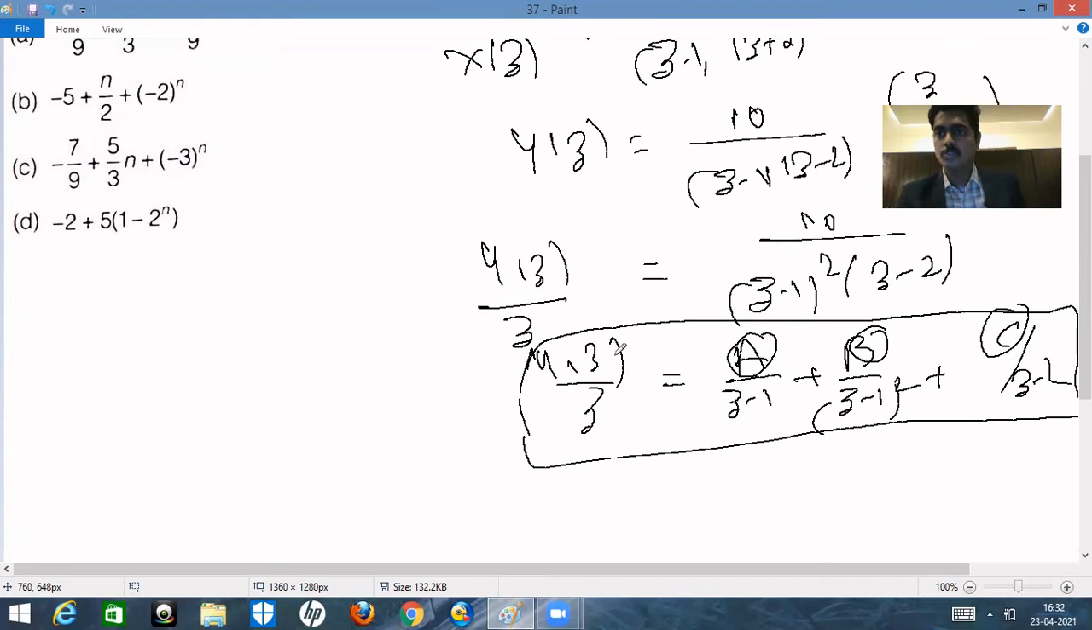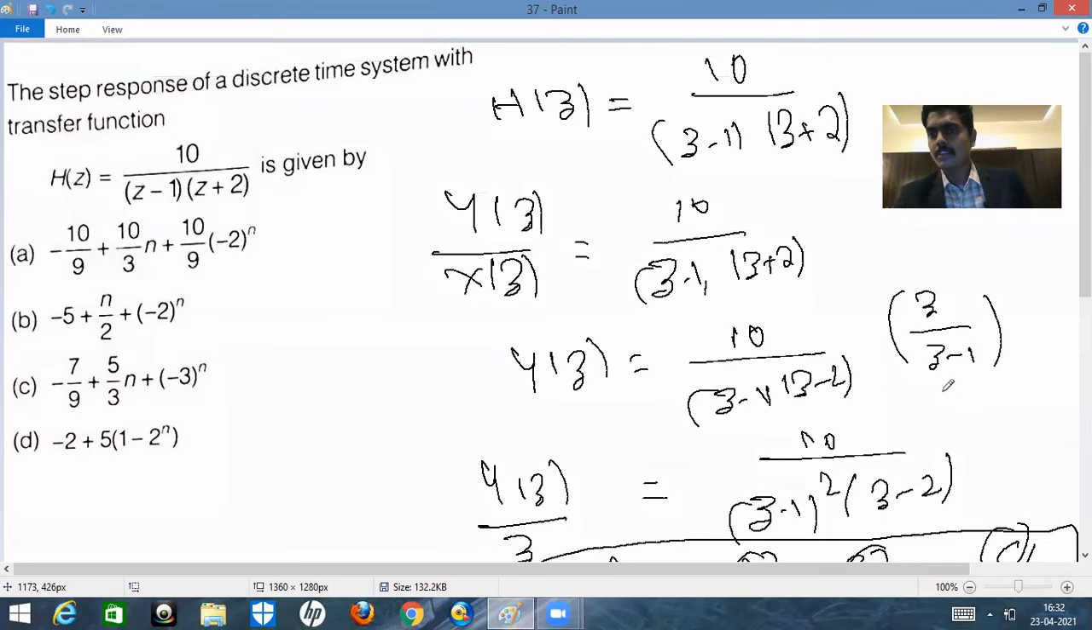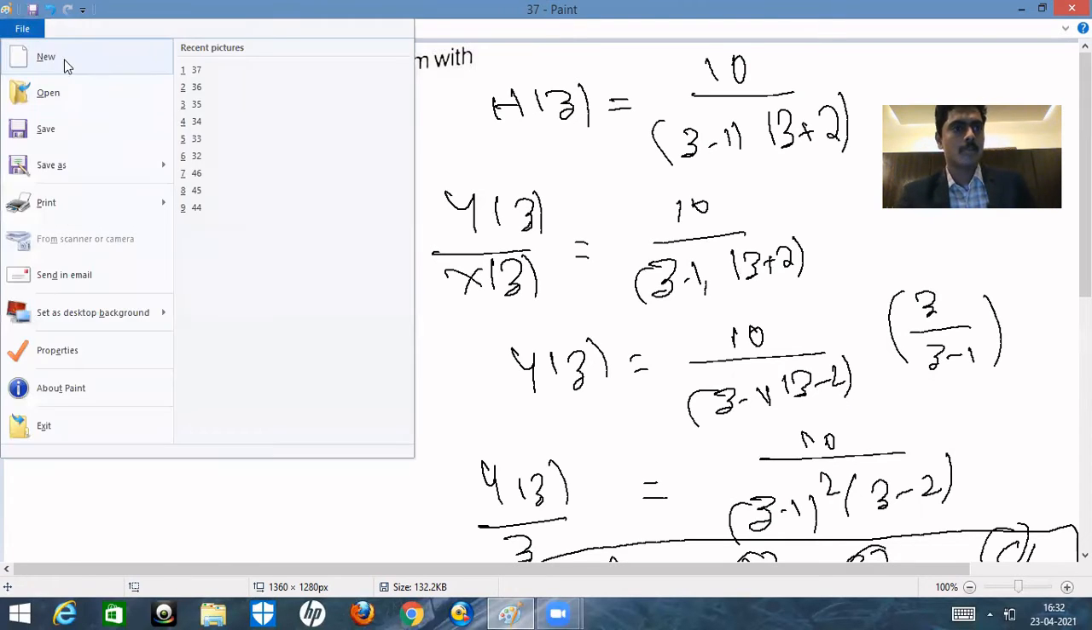Okay, so that I am not going to do, that's your task. I have just broken it into the different types of partial fractions. So you just apply the partial fraction and we can easily find the solution for the question. Okay, so we will move on to the next problem.